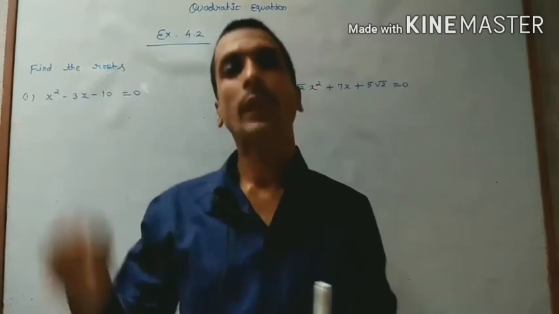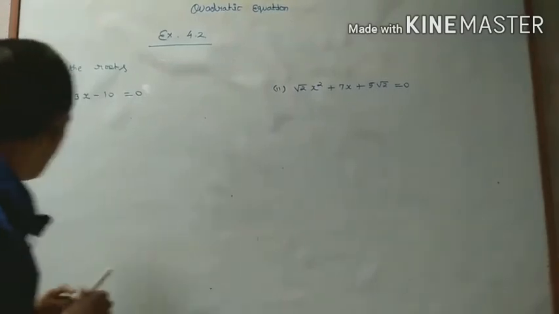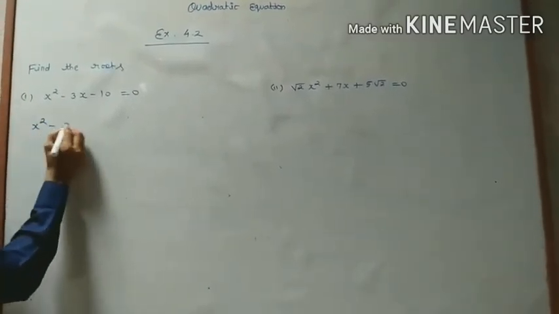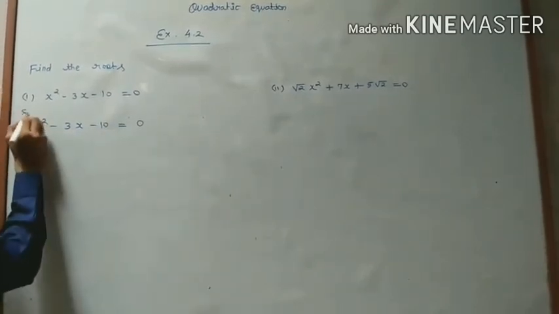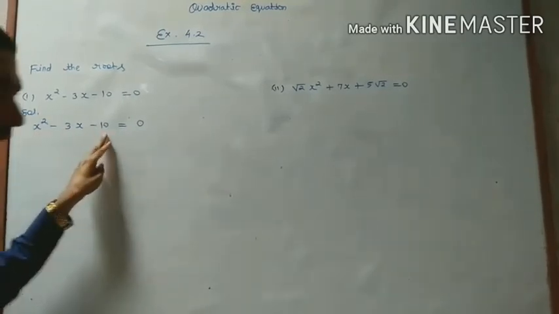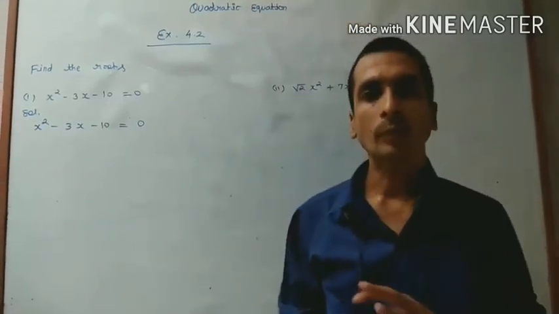Which method will we apply? Here it is the middle term splitting method. What is the middle term splitting method? You can see in this solution. Here, there are three terms. First term multiply by last term. And what will be the product?